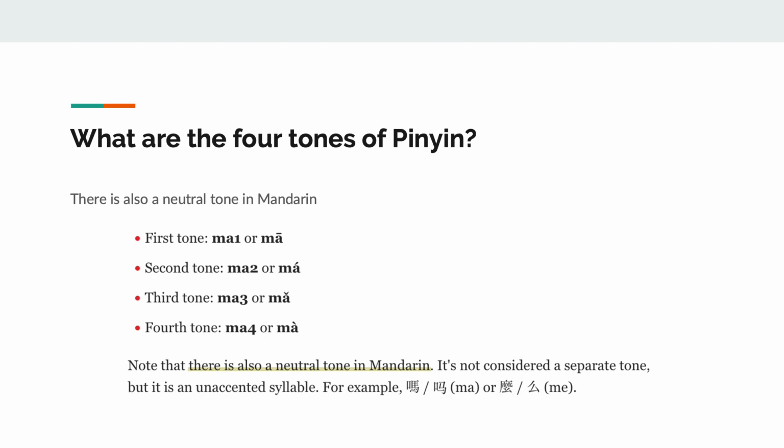Note that there is also a neutral tone in Mandarin. It's not considered a separate tone, but it is an unaccented syllable. For example, ma or me. Ma is a question particle and me is also a question particle. Sometimes neutral tones can be question particles.